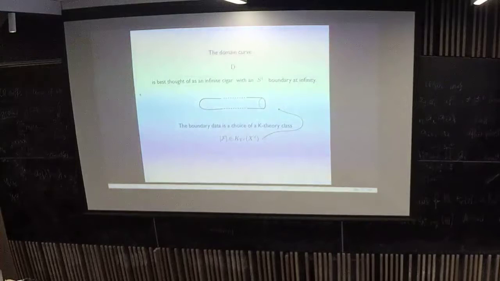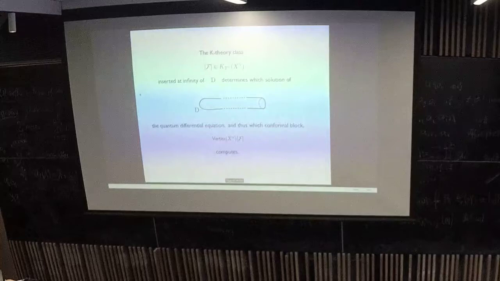So the main curve: now we are studying just a given Tal's problem, where you could have thought of the domain as P1 with zero and infinity deleted, but it's better to think about the point at infinity as really a circle boundary at infinity. To this boundary the boundary data is a choice of a K-theory class, an equivariant K-theory of X-check. So the choice of this K-theory class tells you which solution of the quantum differential equation the conformal blocks compute.